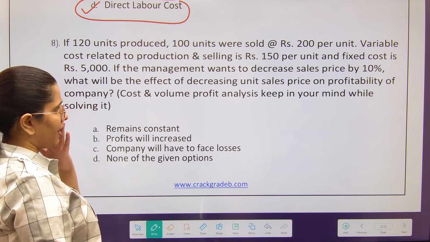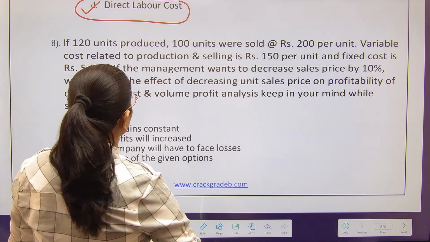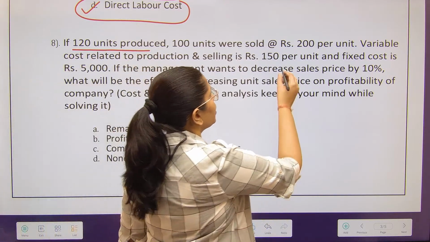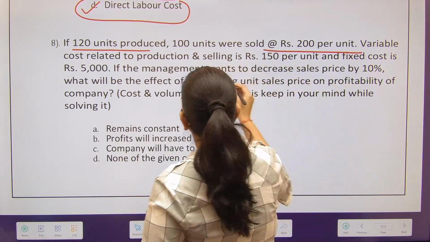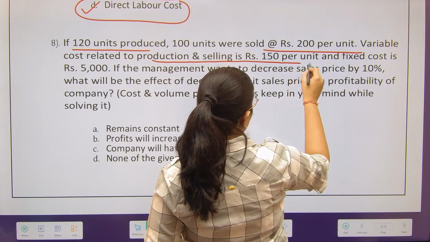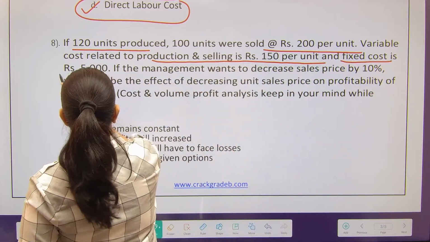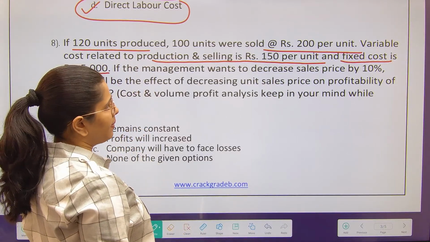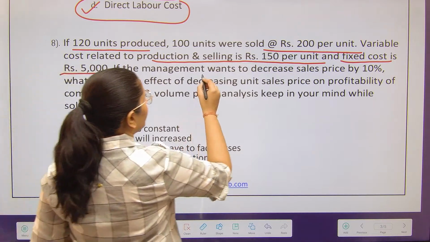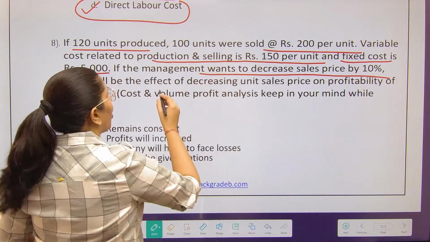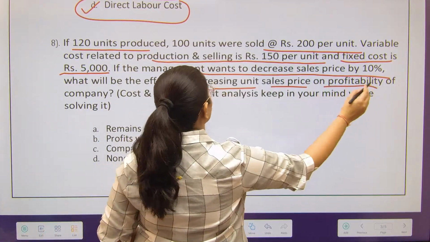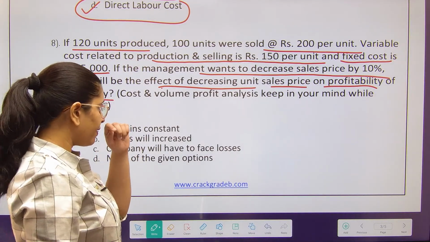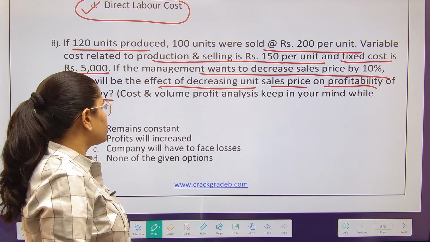So this is the question which you have to attempt. If 120 units are produced, 100 units were sold at 200 per unit, variable cost related to production and selling is 150 and fixed cost is rupees 5000. If the management wants to decrease the selling price by 10%, what will be the effect of decreasing unit sales price on profitability of the company? You have to keep CVP analysis in mind while solving it.